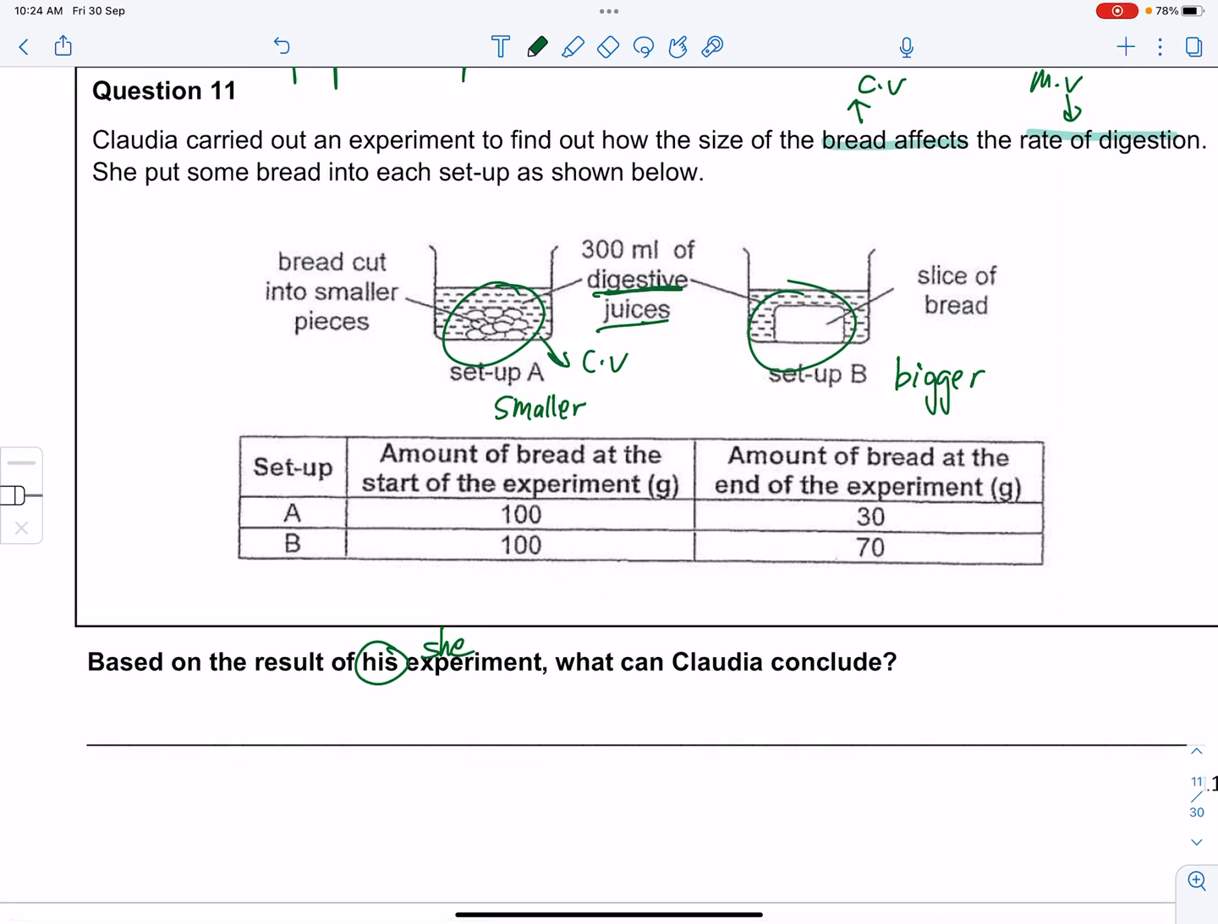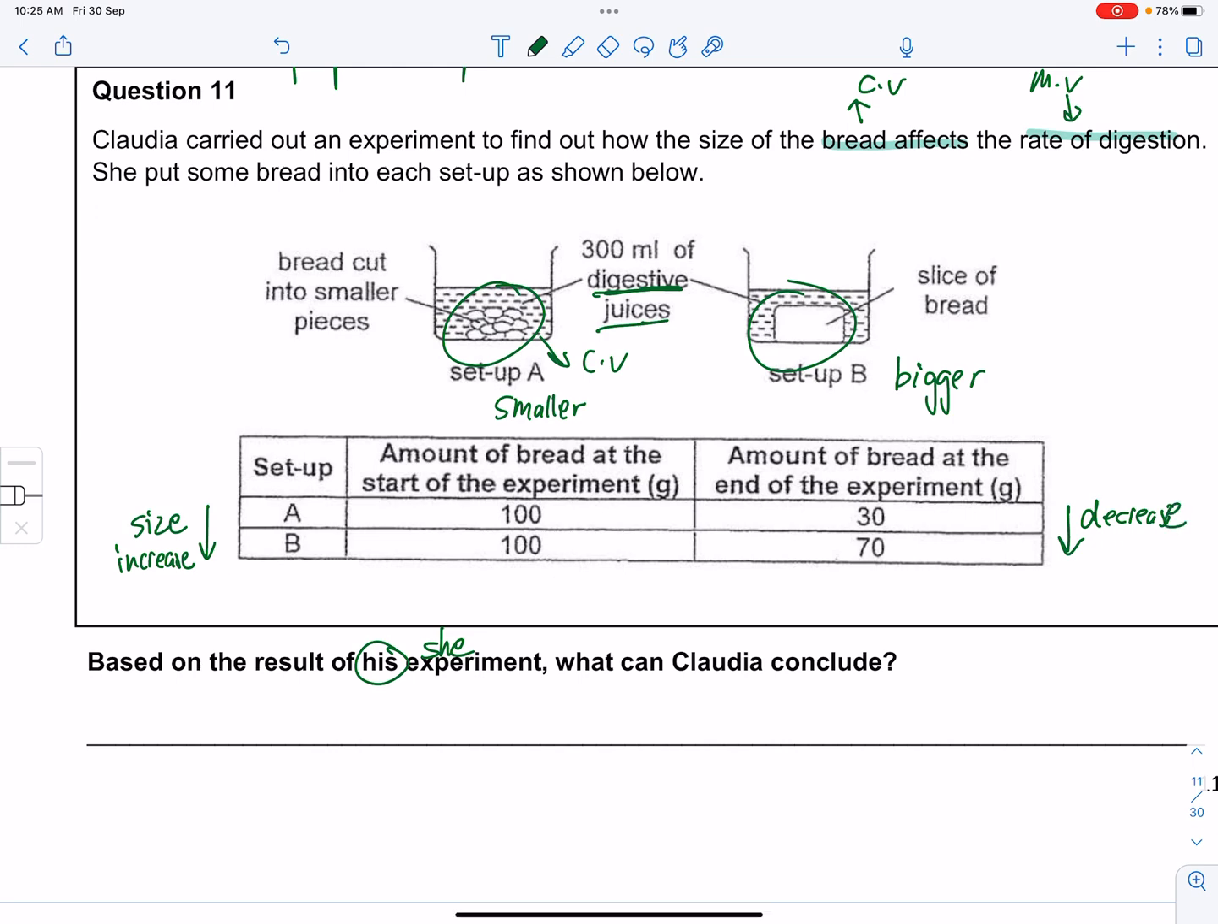that means this is actually the size, right? The size is actually increasing. Okay, and this over here would be rate of digestion, because you are seeing how much of the bread is being left over. So the faster the rate of digestion, the lesser of the bread will be left over. So this is actually decreasing.